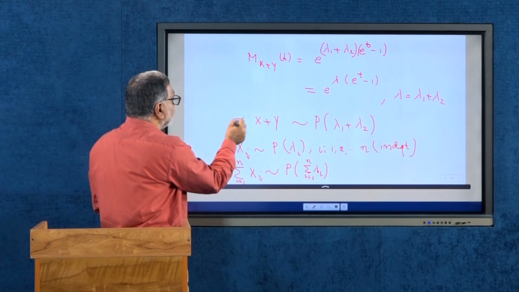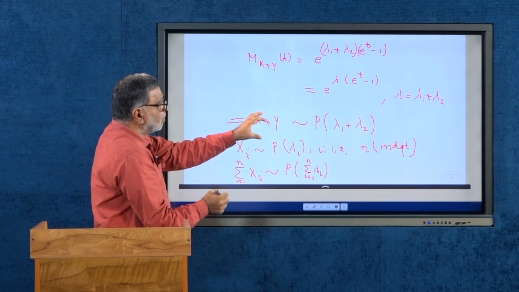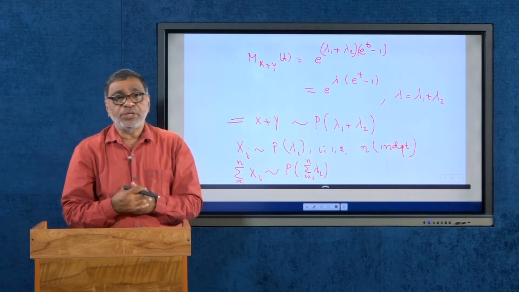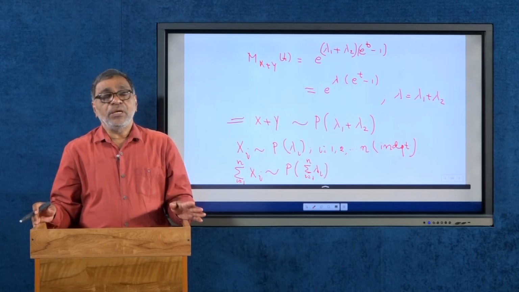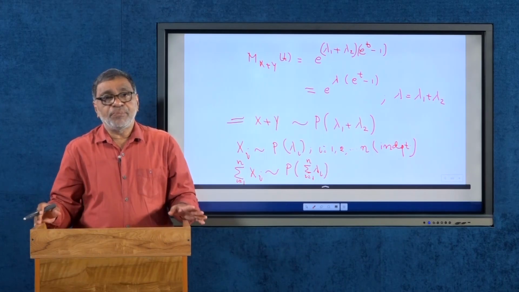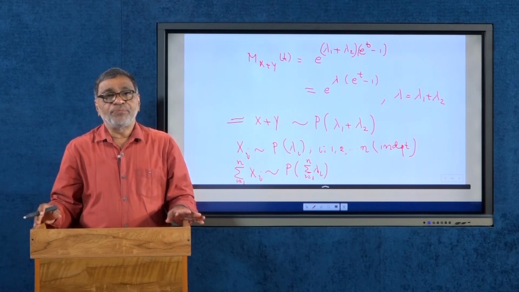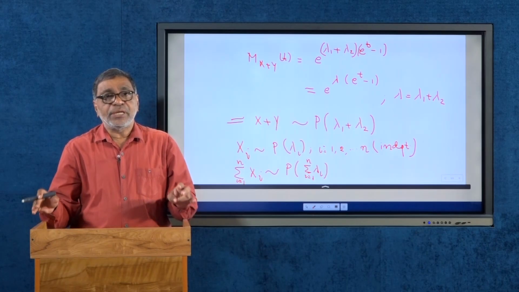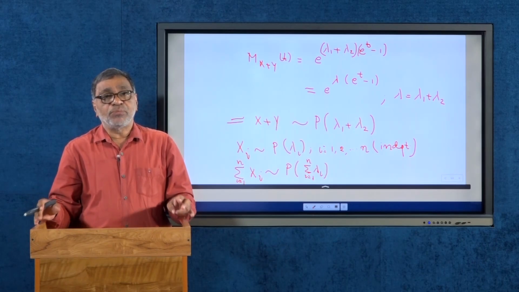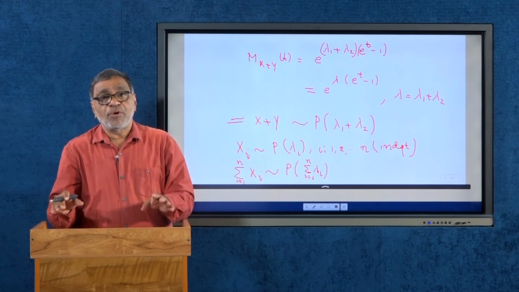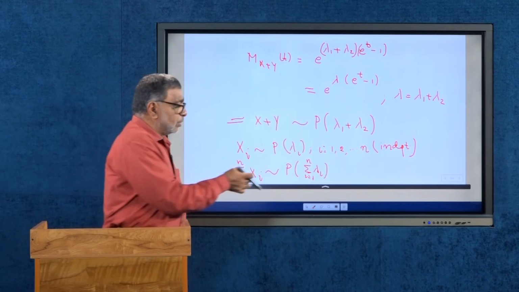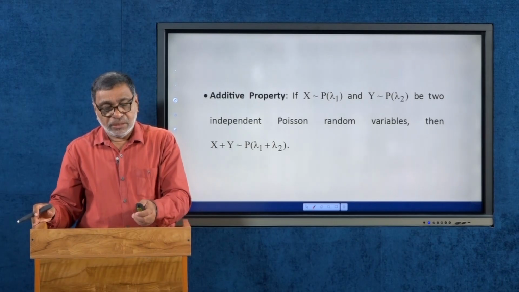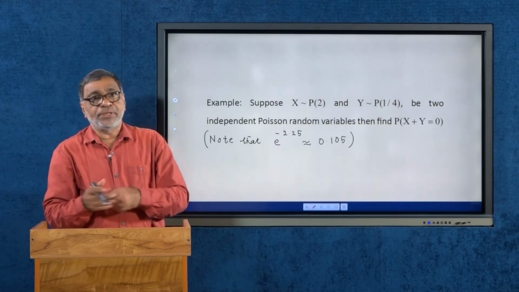So, these are the additive property with respect to two random variables, and this is the additive property with respect to n random variables. Generally, the sum of n independent Poisson random variables follows a Poisson distribution with the sum of parameters. And now, let me give one example with respect to this additive property.